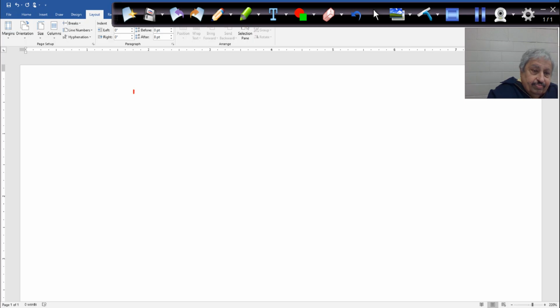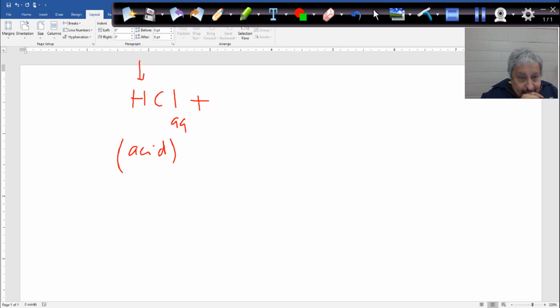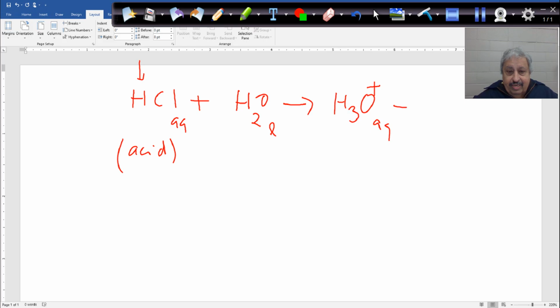So if I have HCl aqueous, this is an acid. By now, according to Arrhenius, it has H plus. Well, we know that it dissociates to give the hydronium ion, correct? So HCl, and we add to it H2O liquid, and we have H3O plus aqueous plus Cl minus aqueous.